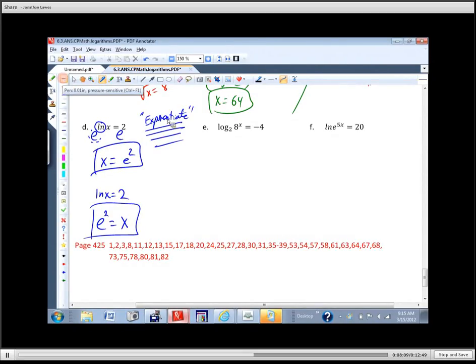Okay, do example E, and check with your neighbor when you're done. And then I'll call on somebody to tell us how to do this.